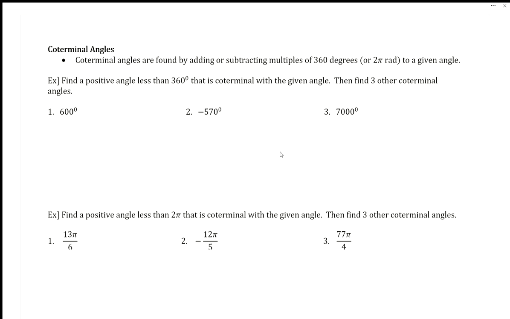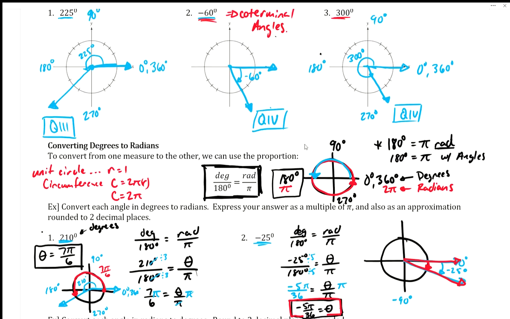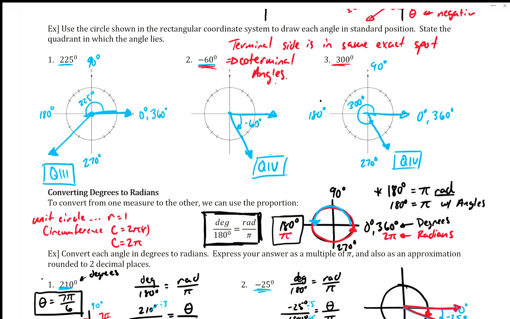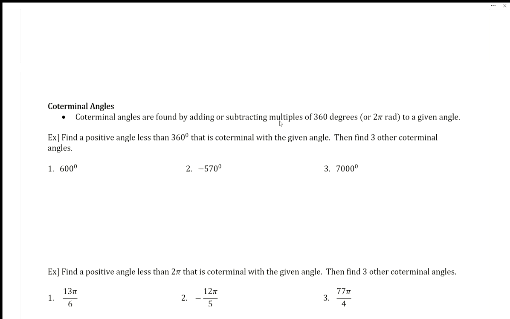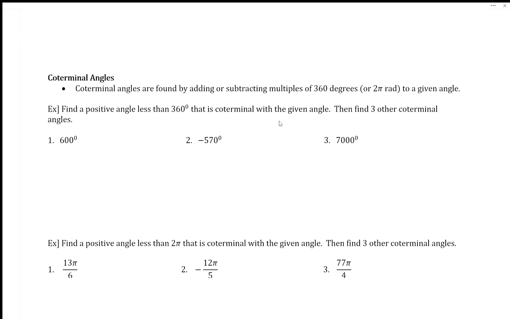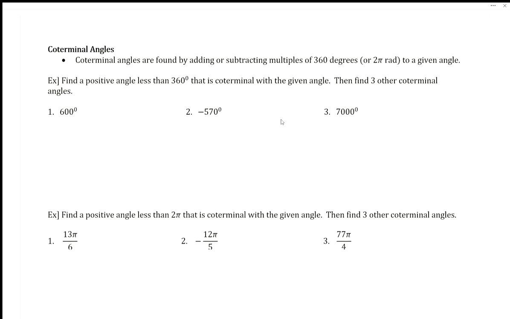So to find coterminal angles, all we have to do is add or subtract multiples of 360. Notice that if you add 360 to negative 60, you get 300. That's because it takes one full revolution to go around the circle, equal to 360 degrees. So each time that you add or subtract 360, your terminal spot is going to be the same.